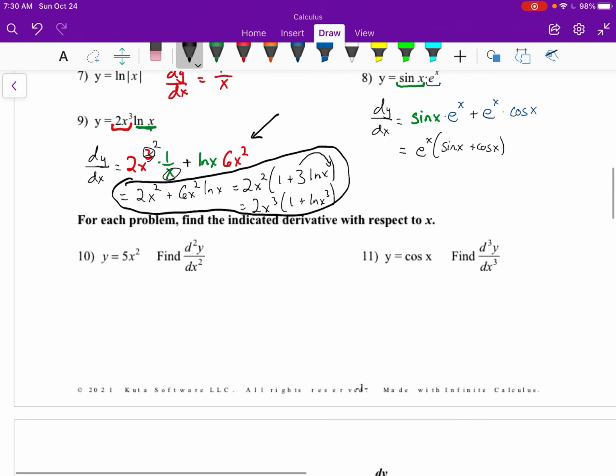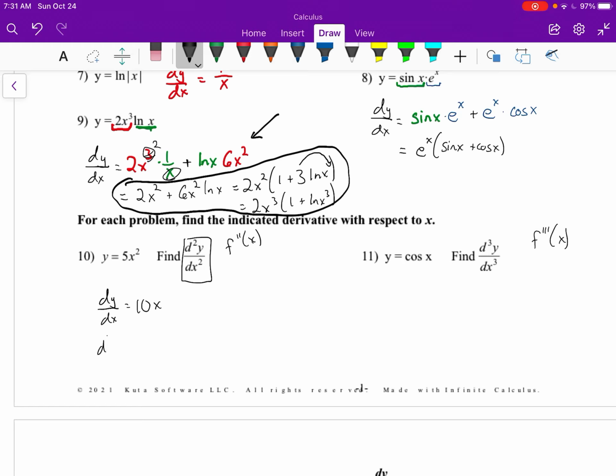Well, these are looking for higher order derivatives. Another way to write this, if this were in function form, would be f prime prime of x. This is third derivative, so you put 3 primes. So those are just other ways of writing that. Number 10, the first derivative, dy dx, is just 10x.